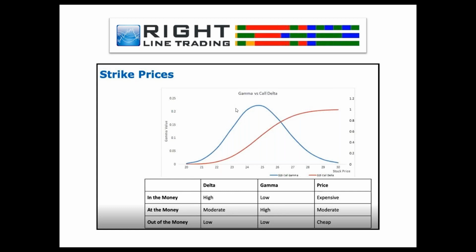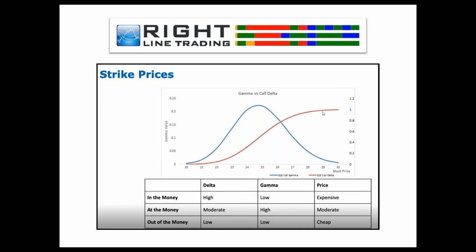So now let's look at gamma versus delta. Now, delta is the amount of money the underlying option changes in price for any incremental change in the underlying stock. And these 2 concepts are probably the 2 most important concepts that you have to master.